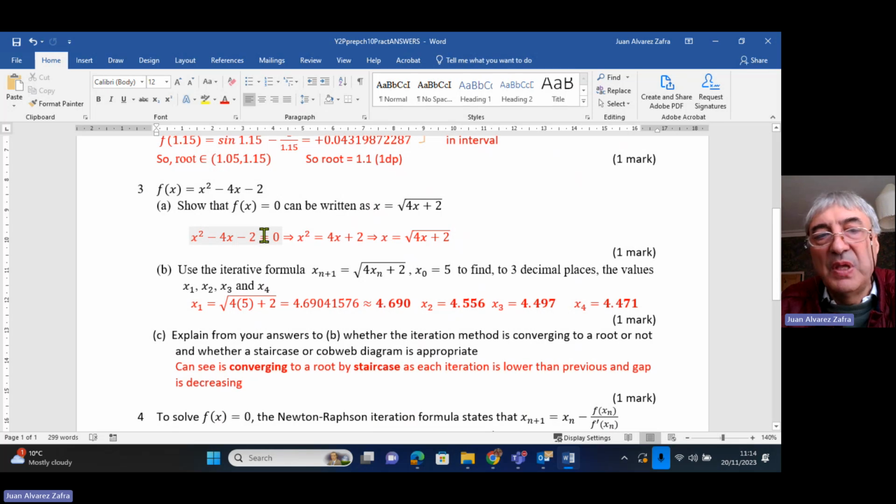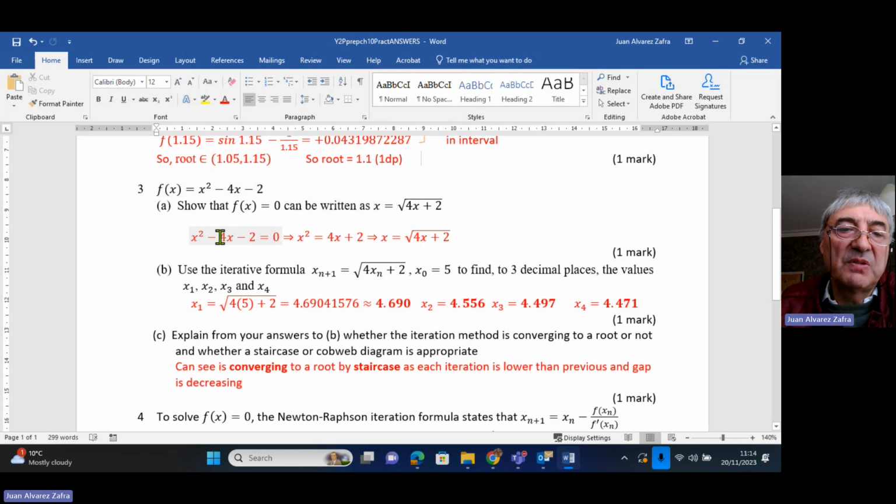And so in an exam, you usually will be asked to show that a particular rearrangement can be performed, and then to use that rearrangement in the iteration formula x equals g of x. So in this case, because we have a square root here, it's pretty clear that we're making x squared the subject.